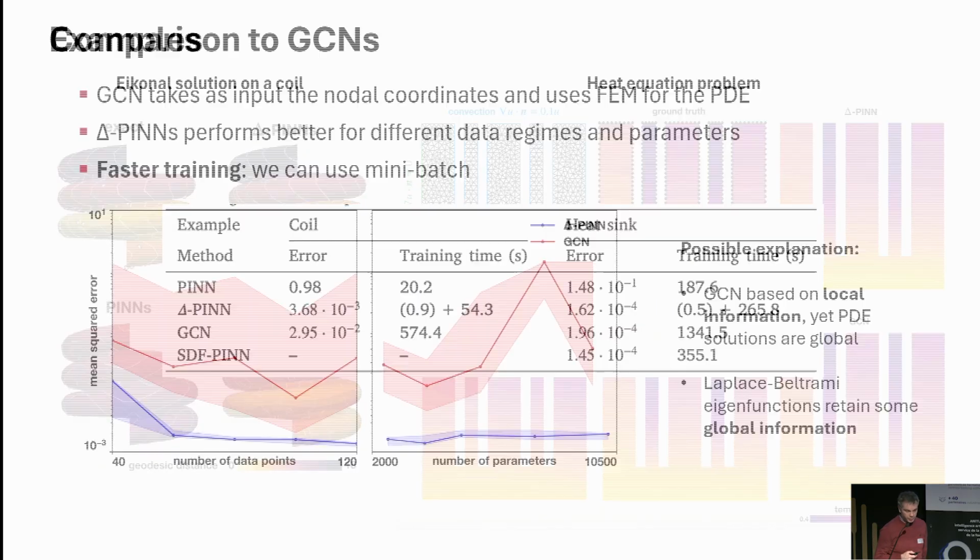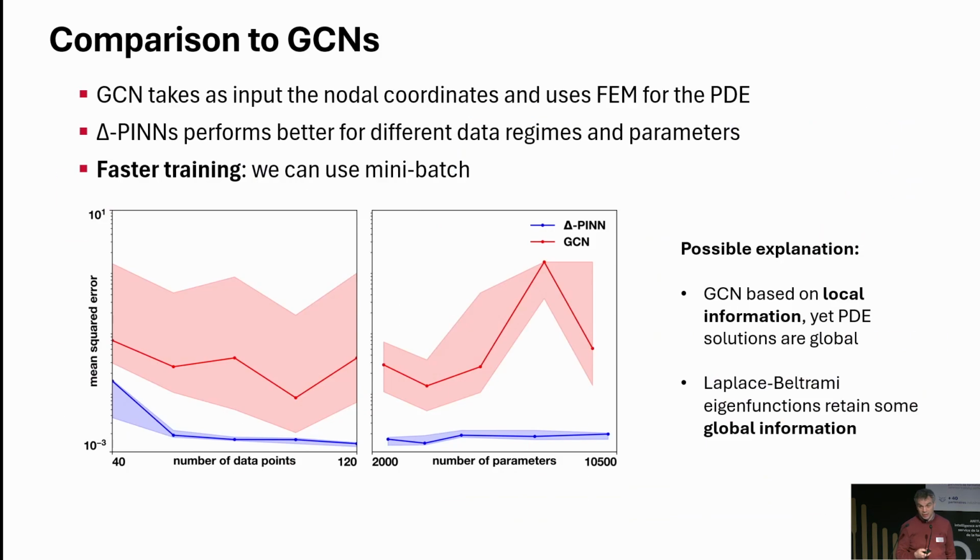We also did some numerical comparison. Graph convolutional networks are, I would say, the main competitor in this respect, because you work directly on a mesh. They have been used quite extensively, but we show that in our case we can achieve a much better error compared to convolutional networks.